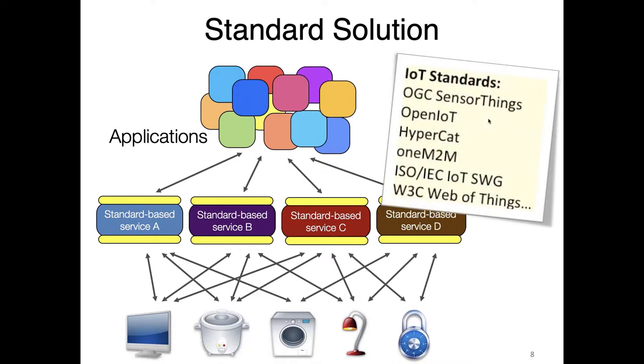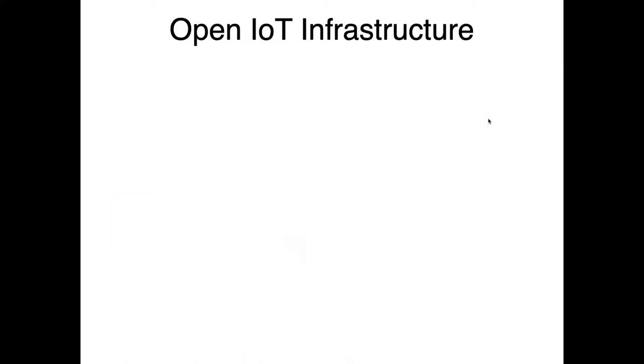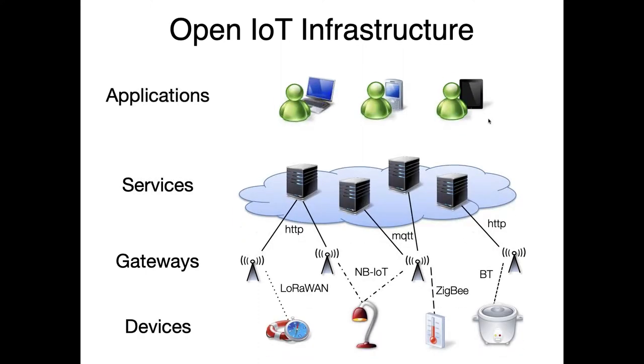In order to solve this type of heterogeneity problem, we need to define standards, and not only define, we need to promote those open standards. And here in Taiwan, the IoT infrastructure we want to establish is an open IoT infrastructure. So here is the general view, and actually it's a very general view.